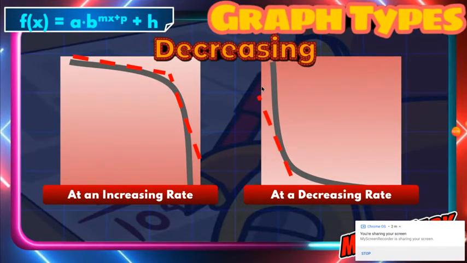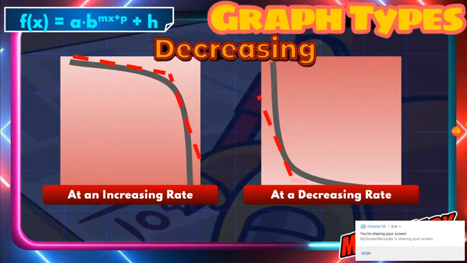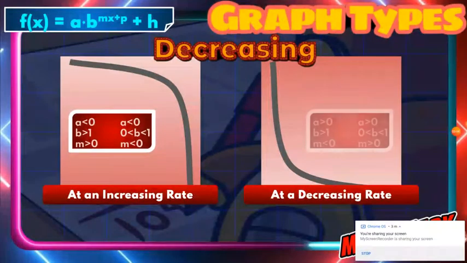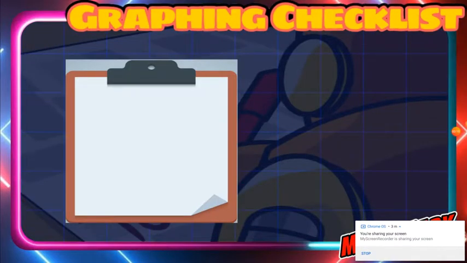This one started almost perpendicular and it's starting to get flatter. And these are the two conditions for each, and again same with increasing functions. It's because of the law of negative indices. Now, let's talk about the checklist that you will need.